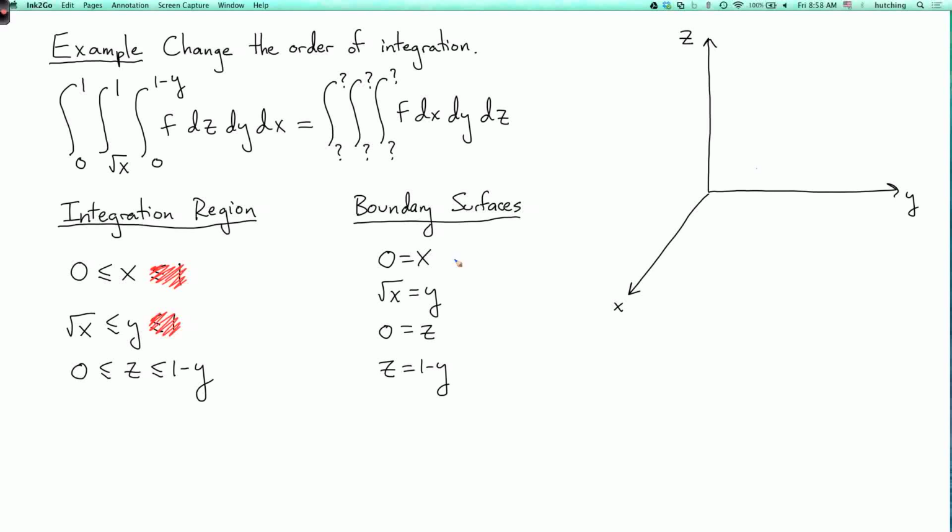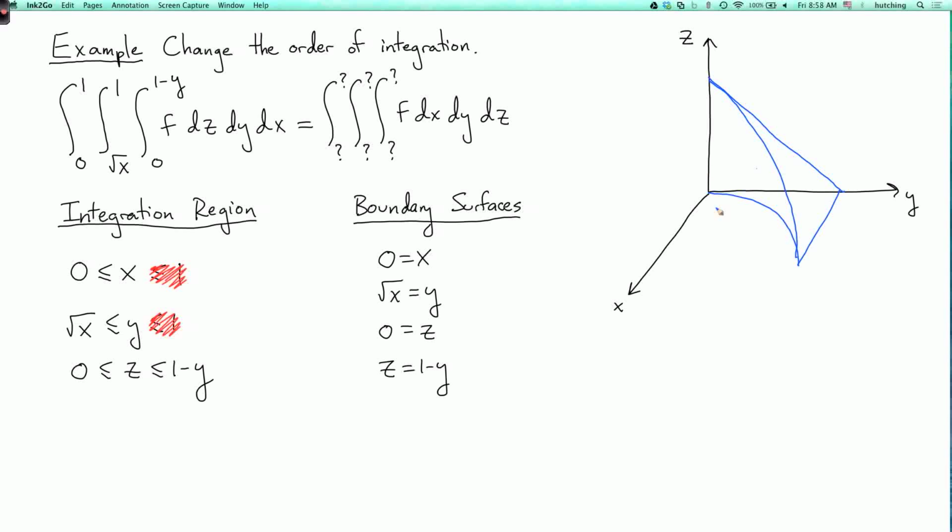Now the surface x equals 0 is just the yz plane. I won't draw that. The surface square root of x equals y, well, that's x equals y squared. So I take this parabola, x equals y squared, in the xy plane, and then that extends up. z equals 0 is the xy plane. I won't draw it. And z equals 1 minus y is this line in the yz plane, and then extended in the x direction. So now I can connect these like this to get a sketch of my region.